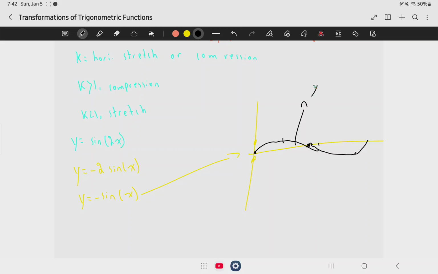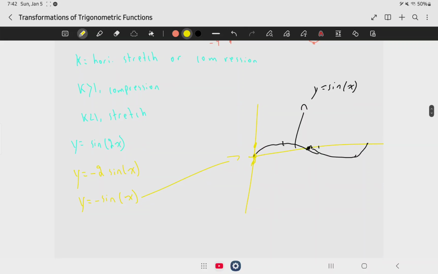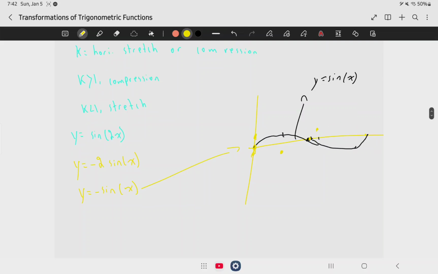Now, if we apply the negative in front, it's going to be a reflection over the x-axis, which means the positive numbers become negative and the negative become positive. So 0 stays at 0. 1 becomes negative 1. 0 stays 0. Negative 1 moves up to 1. And the other 0 stays 0. So even though it's wonky, it would look something like that.